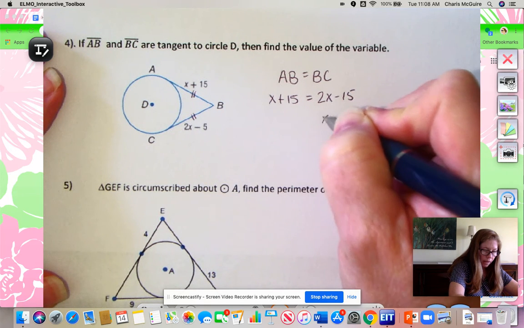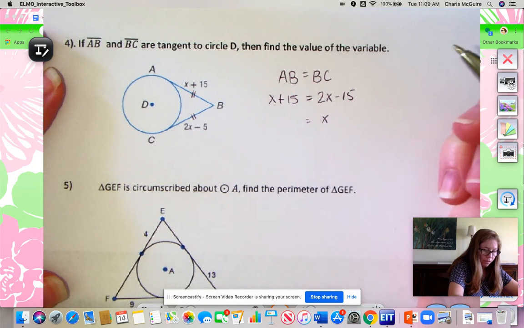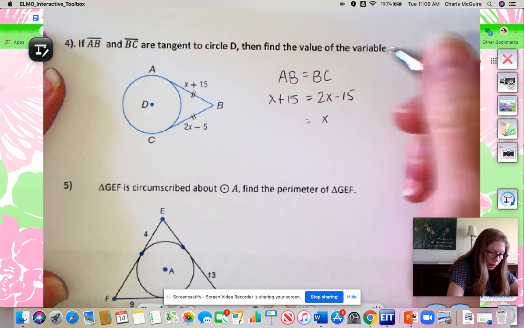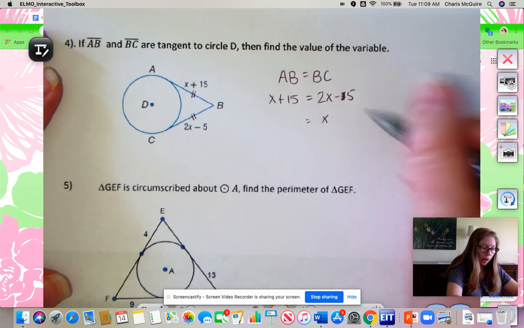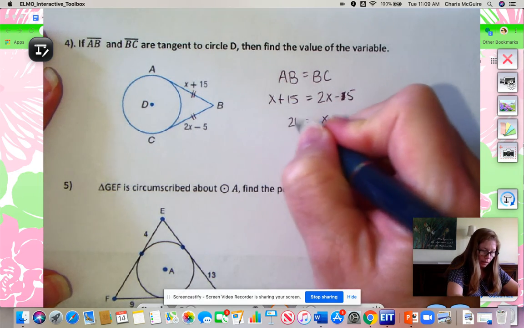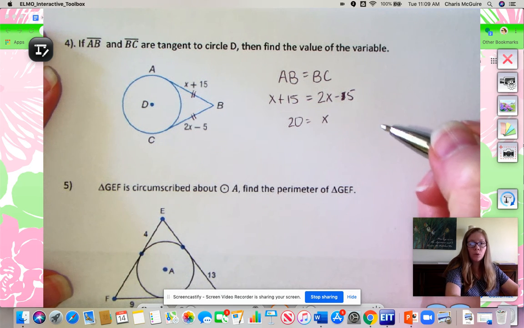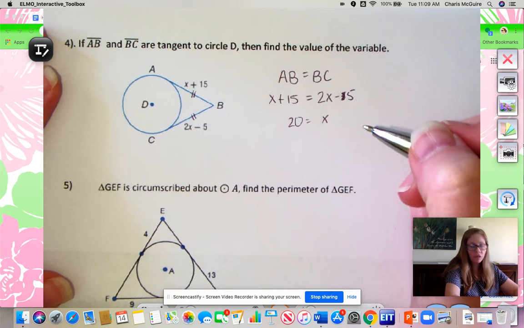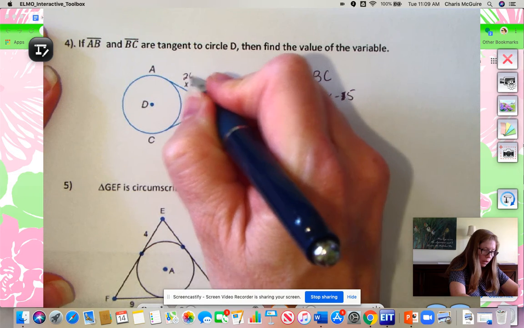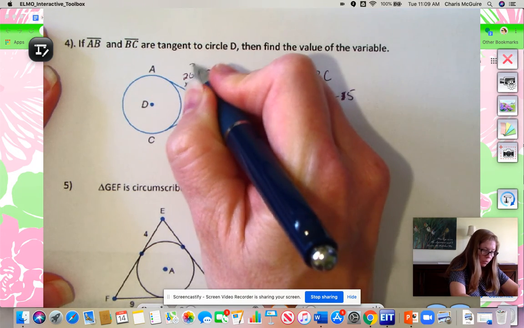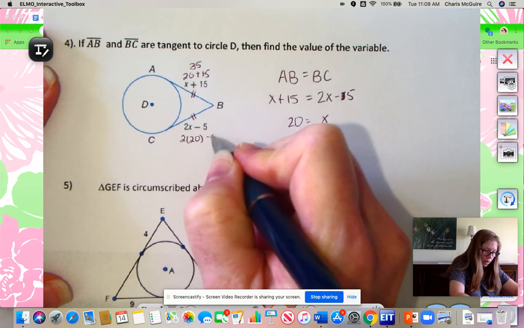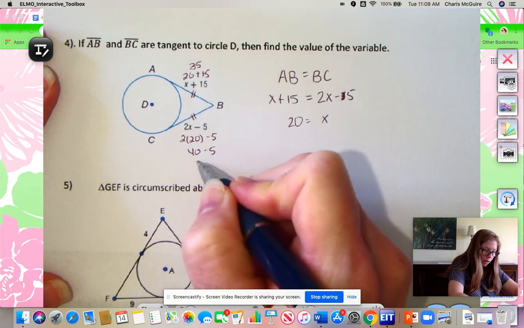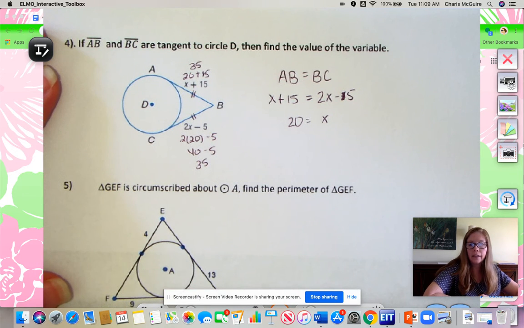We'll subtract the x. We will add the 5. Oh my goodness, Mrs. McGuire. I made that a 15. That's actually a 5. Oopsie daisy, that would have changed the answer. All right, so let's add the 5. And x is equal to 20. And you can plug that in and make sure that it works, right? 20 plus 15 is 35, and 2 times 20 minus 5 is 40 minus 5, which is 35 as well. So you can tell that your x is working. Both segments are 35 units apiece.